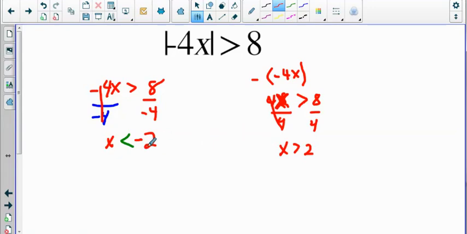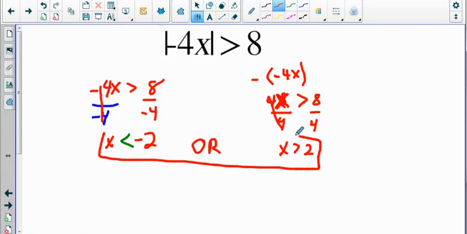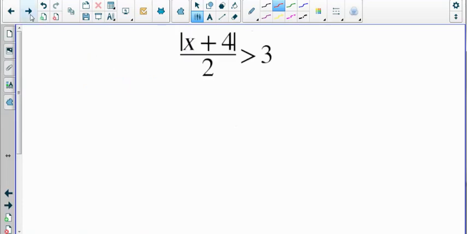Can you be less than negative 2? That means to the left of negative 2 on the number line, and greater than 2, to the right of 2 on the number line. No, you cannot. Therefore, this is an OR. This is an OR. Because you can be less than negative 2 or you can be bigger than 2, but you can't be both. You can't be both of those. All right, so let's look at the next one.